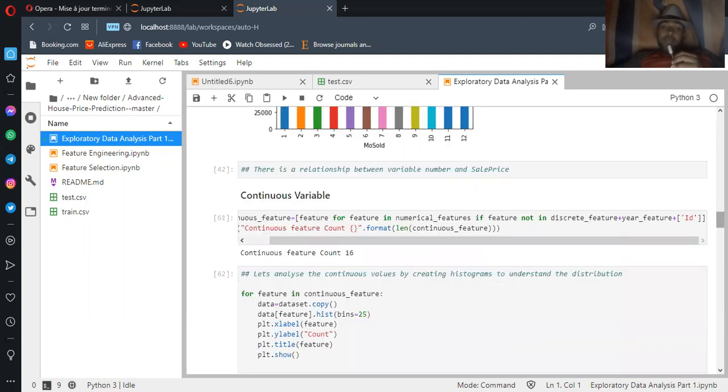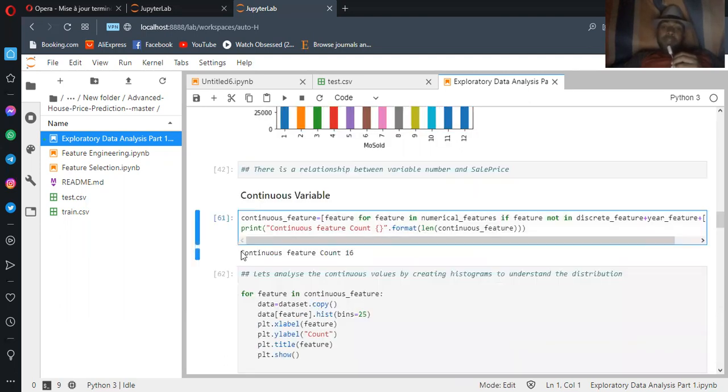Well, if we're looking at continuous variables, I mean we have some values with a decimal point, I store those variables here in this continuous feature list. For feature in numerical features, if the feature is not in the discrete variables, that means I want those variables not in the discrete features, plus the year features. I want this year.